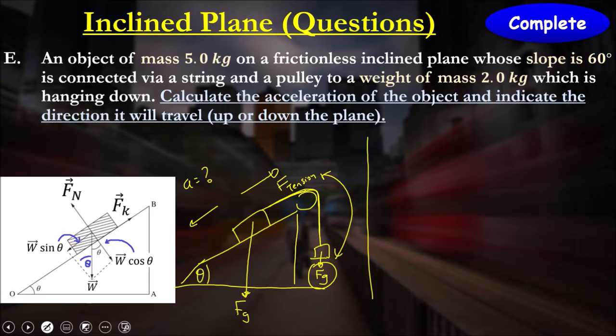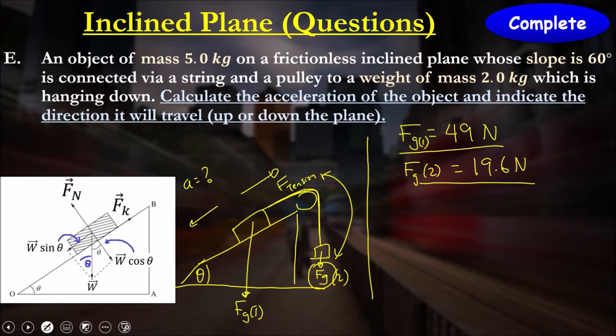So once again, find Fg. So Fg of 1 is 49. I'll call that number 1 here. Fg of number 2 is 19.6 newtons. So we have about 19.6 newtons of tension in that string pulling this object up that way.